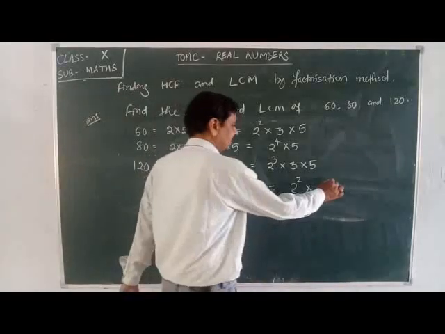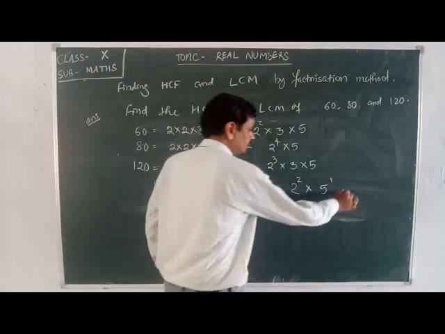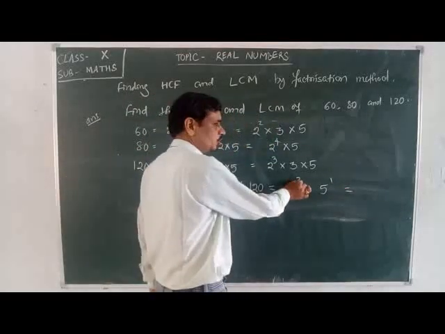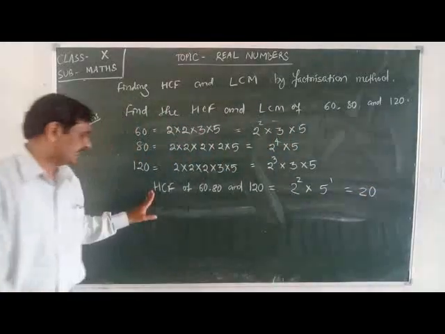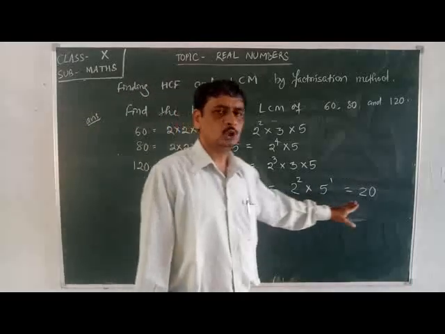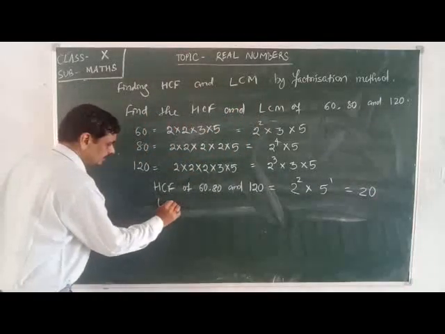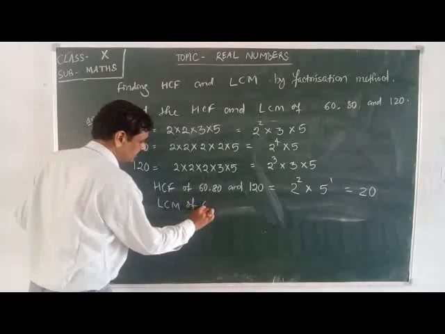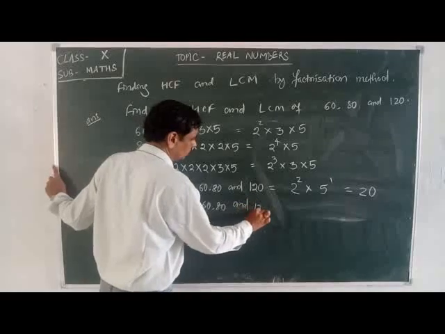So, we can write 2 to the power 2 into 5 to the power 1. This becomes equal to 4 into 5, which is 20. The HCF of 60, 80 and 120 is 20. Next, we have to find the LCM of 60, 80 and 120.